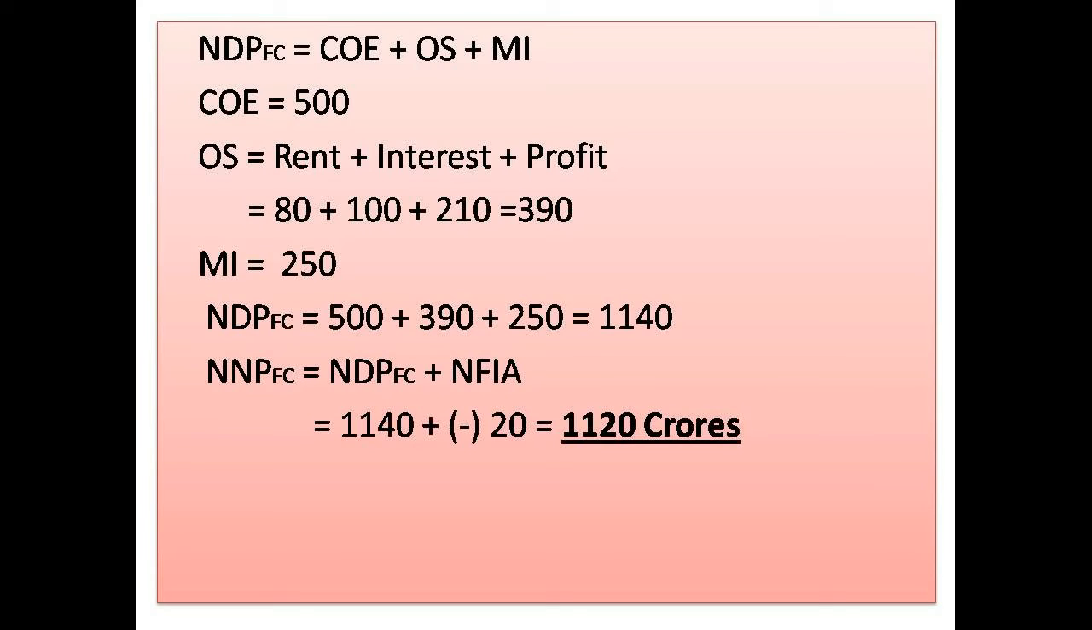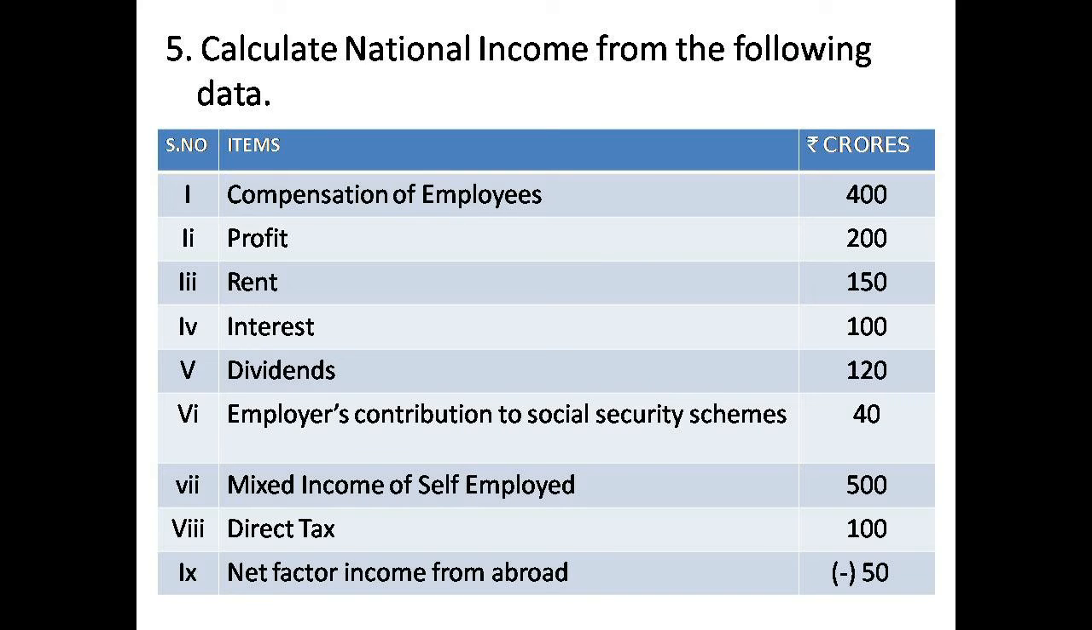Add NFIA, you will get NNPFC, that is national income. So NNPFC is equal to NDPFC plus NFIA. 1140 plus minus 20. NFIA is minus 20. So we get 1120. That's the answer for the problem. Let's now move on to the fifth numerical question. Calculate national income from the following data. Again we need to calculate NNPFC.